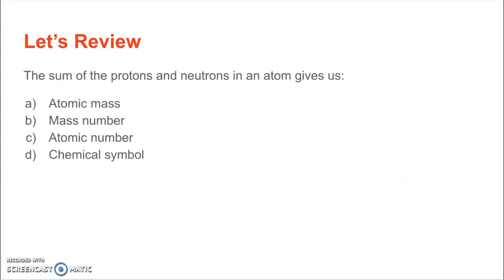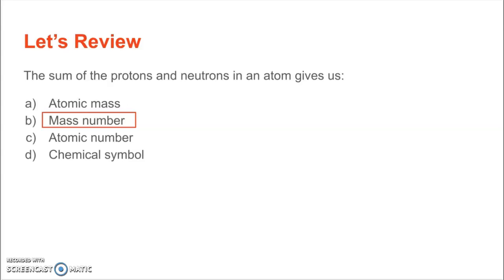Let us review what the sum of protons and neutrons of an atom gives us. Read this question, think to yourself. If you said mass number, you are correct. So if mass number is the sum of protons and neutrons, and we look at an isotope, even though isotopes have the same number of protons, they're going to have different numbers of neutrons, which means that this number right here, the mass number of all isotopes, is going to change.